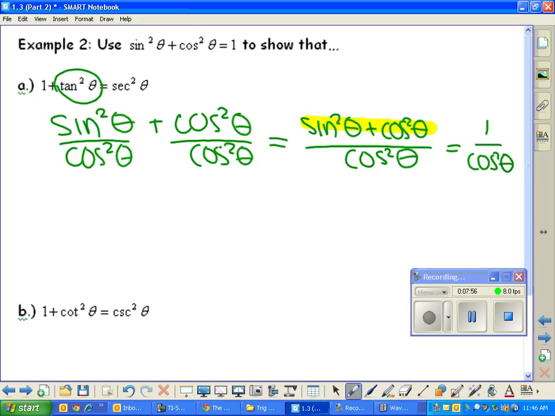Can someone tell me what 1 over cosine squared theta equals? We know that too. Secant squared theta. Yeah, if it's squared, you got to keep the squared coming along. Secant squared theta. Okay, so we just started with sine squared theta plus cosine squared theta, used some common denominators, some adding fractions, and identities to get it equal to secant squared theta.